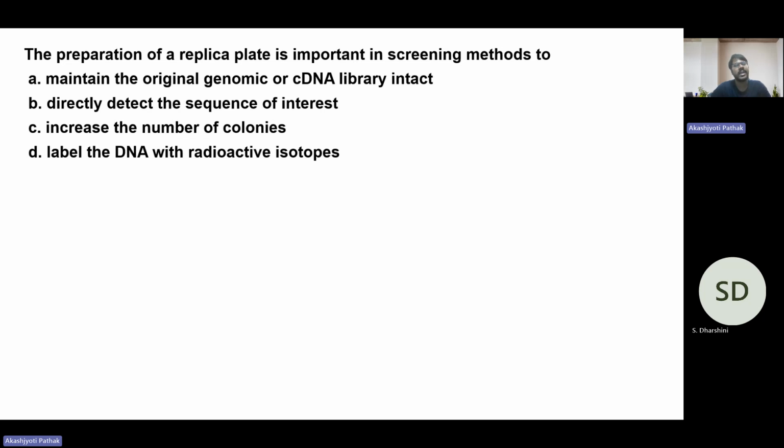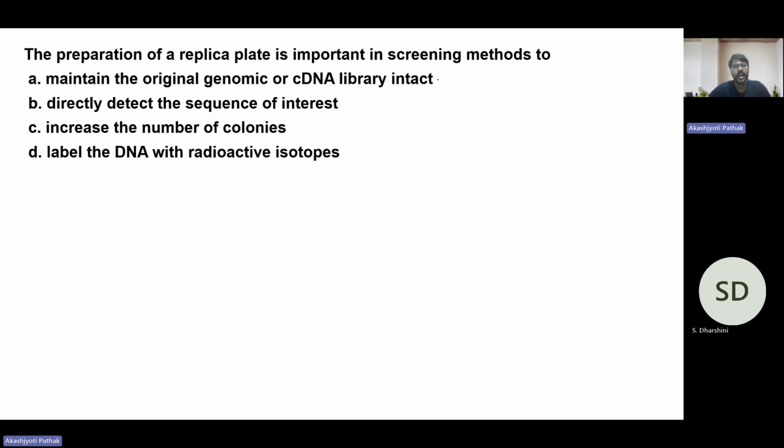Once you have identified your colony 1, where will you get that colony 1? Because you have already degraded it, you have treated it with SDS and alkali and protease. So now you have destroyed your stock. You do not have anything left to proceed with your experiment or to work further. So that is why you are creating a replica plate. So that is the answer. Simple reason, you just read the option, you can answer.